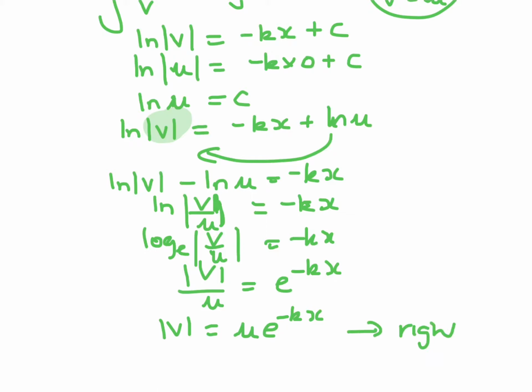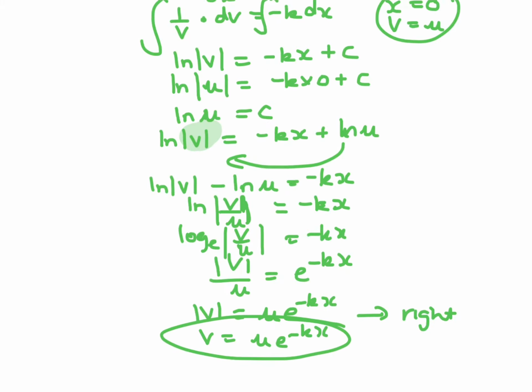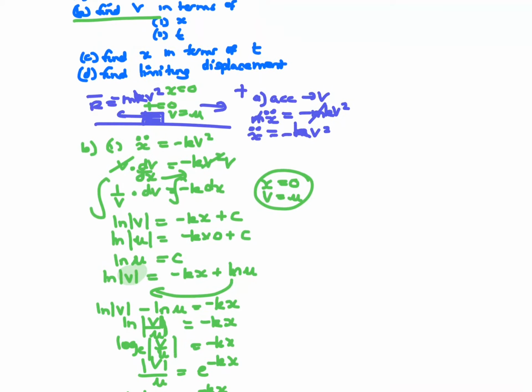Now this is initially moving to the right, so therefore you just take the positive mu e to the minus kx. And that's v in terms of x. Okay, so now we need to get v in terms of time.